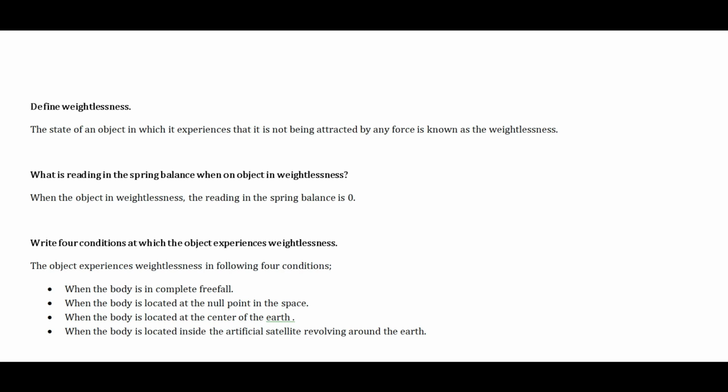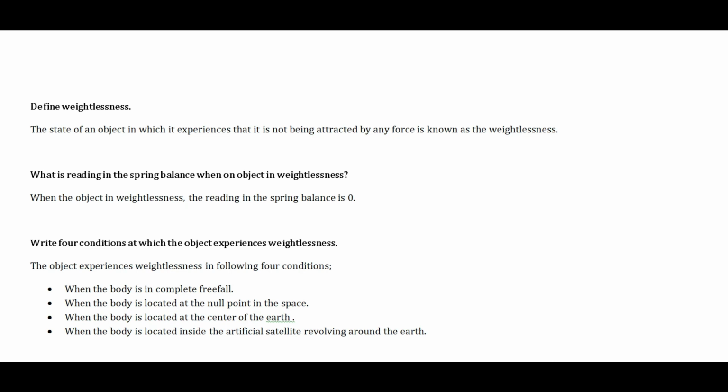And the fourth condition is when the object is located inside an artificial satellite revolving around the earth. There are many satellites which have been projected by scientists into space, and they are revolving around the earth in their own orbits, and those satellites are called artificial satellites. They are projected for different purposes, like communication. And inside those satellites there are also some space stations, in which scientists can go and stay.